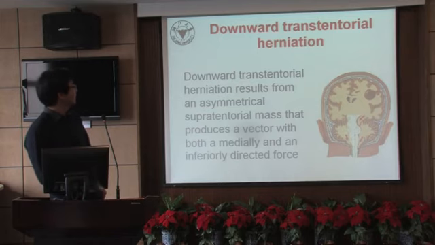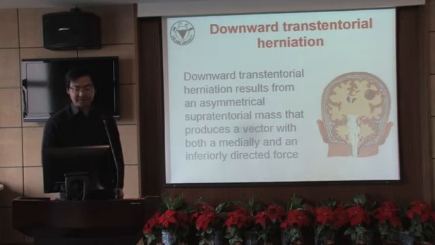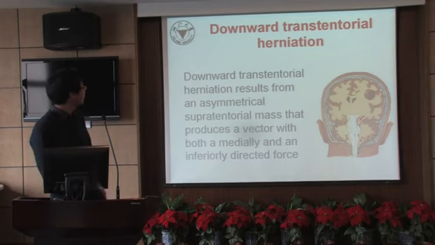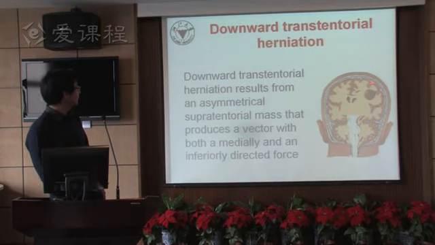Firstly, we talk about downward transtentorial herniation, which is one of the most common herniations we can see in clinic. Downward transtentorial herniation results from an asymmetrical supratentorial mass, like here, which can produce a vector with both a medial and an inferiorly directed force. So this is downward transtentorial herniation.